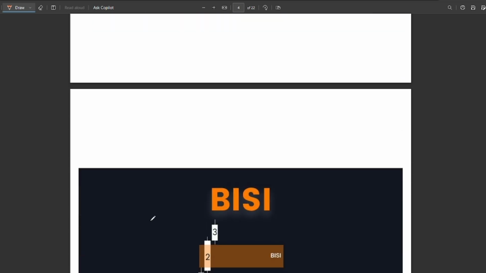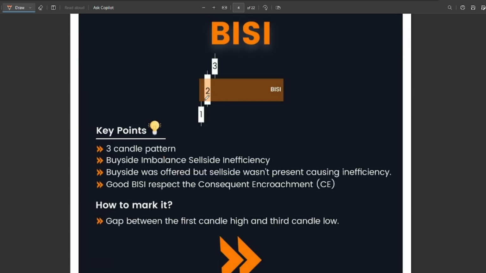Now if we come on to the BISI, BISI is a bullish fair value gap and it is created when we mark the high of the first candle and the low of the third candle. The inefficiency present here is known as BISI or bullish fair value gap. And what is the function of this fair value gap? It will act as a support for price to move forward. Let's see an example of this.